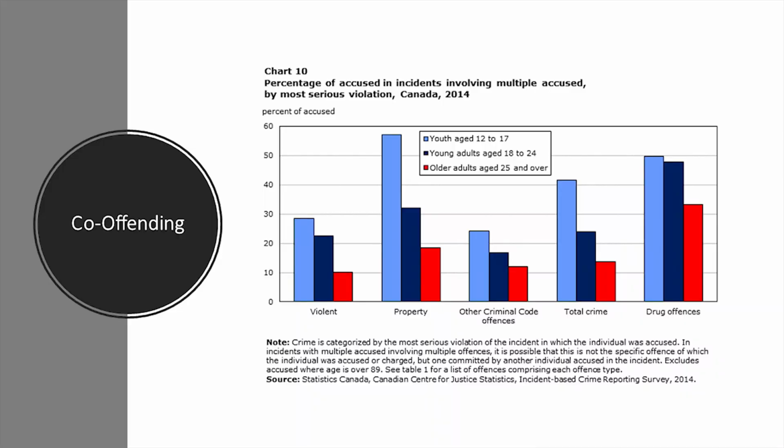Here's another really interesting slide that's showing the percent of instances in which a particular crime type had a co-offender based on the age of the individual perpetrating the offense. We can see that youth, regardless of crime type, were much more likely to have a co-offender compared to young adults and compared to adults. So what does this mean for crime rates?